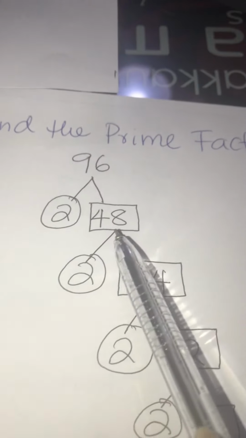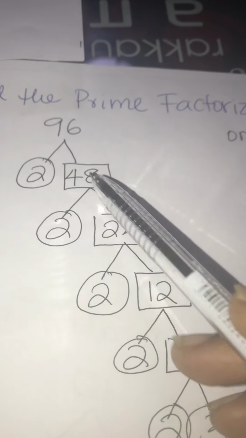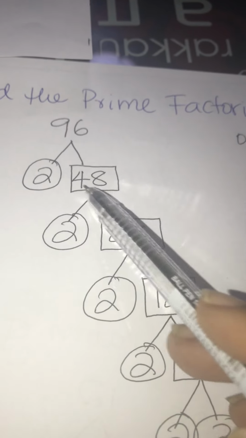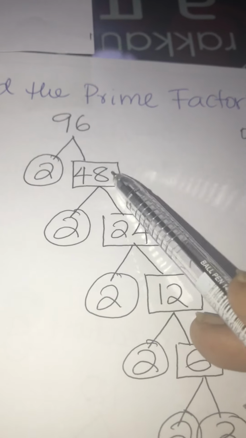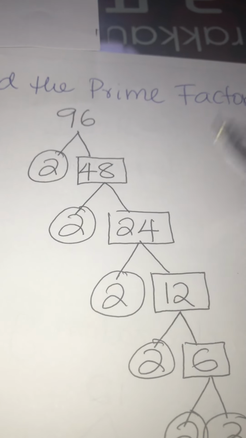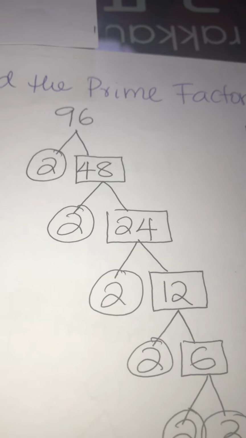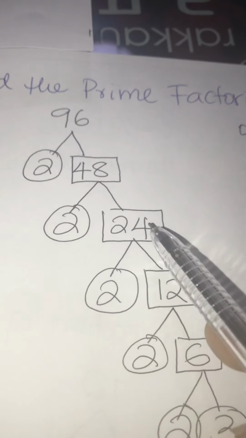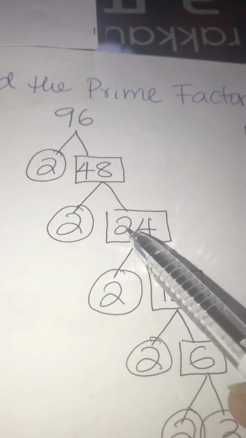2 is a prime number. 48 is not a prime number, so it will become a square. Then I break it down. 48 is an even number, so I know 2 can go inside. What two numbers can I multiply that will give me 48? 2 and 24. And then I continue.